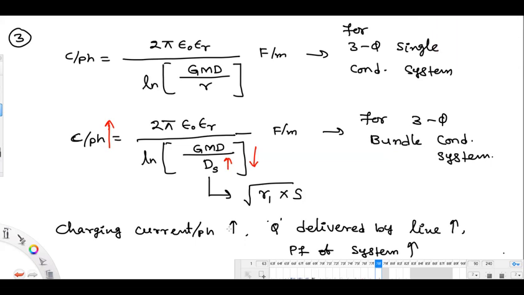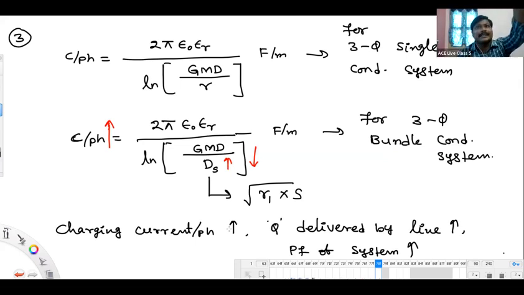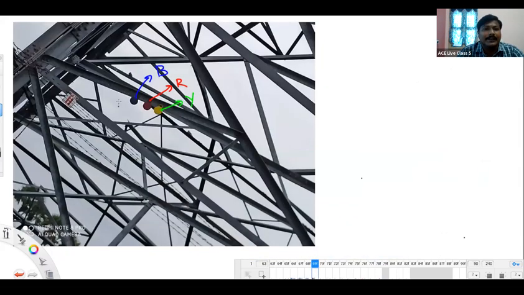Sir, how to identify which conductor is top and which conductor is bottom? Just by height. They will give the R, Y, B in a sequence on the tower. For example, I have shown here. They have given like this, no?